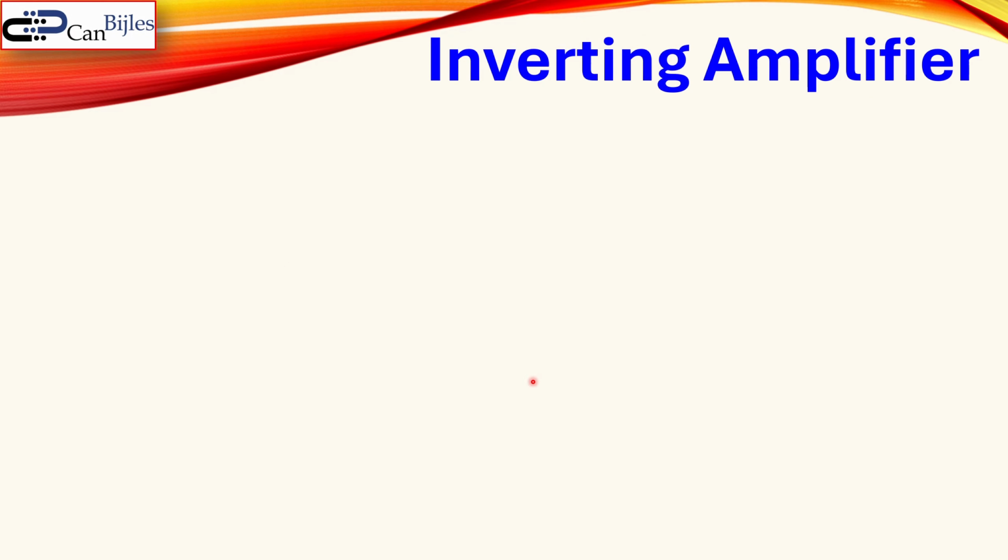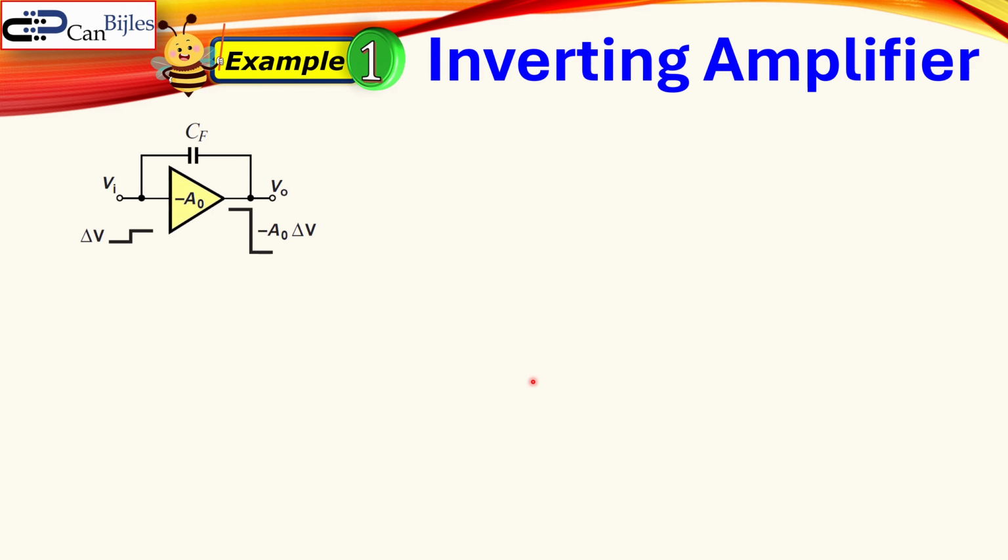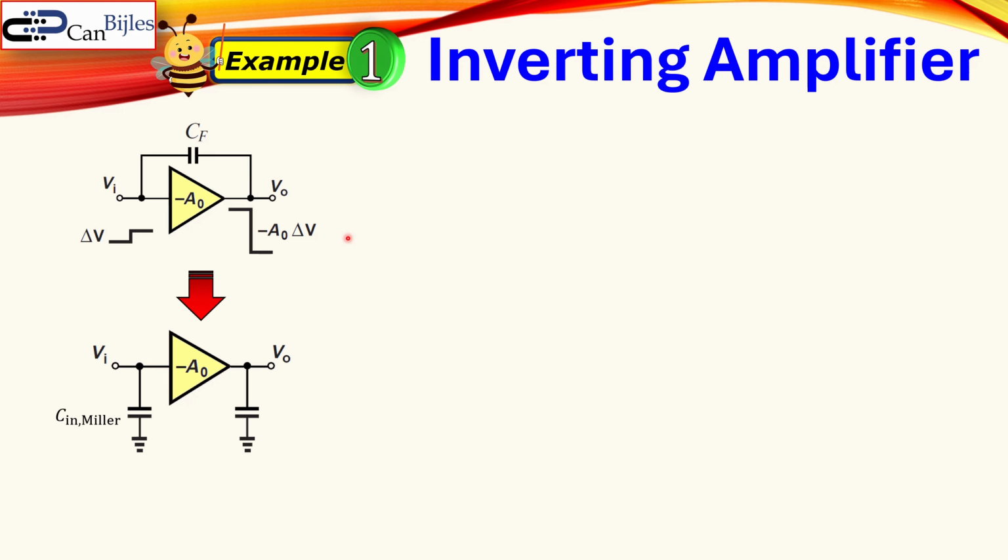Okay, let's see now simple example number 1 of an inverting amplifier. So we have here a simple inverting amplifier, actually an integrator. Now if we apply a small positive voltage at the input, the output voltage will go down because it is an inverting action, by the gain times the change in the input voltage. But we would like to see how that is affected by this capacitor. So the easiest way to do that is using Miller's theorem. And that is shown here. So we can transform this circuit into a circuit where we have two capacitors, the input Miller capacitor and the output Miller capacitor, C in Miller and C out Miller.